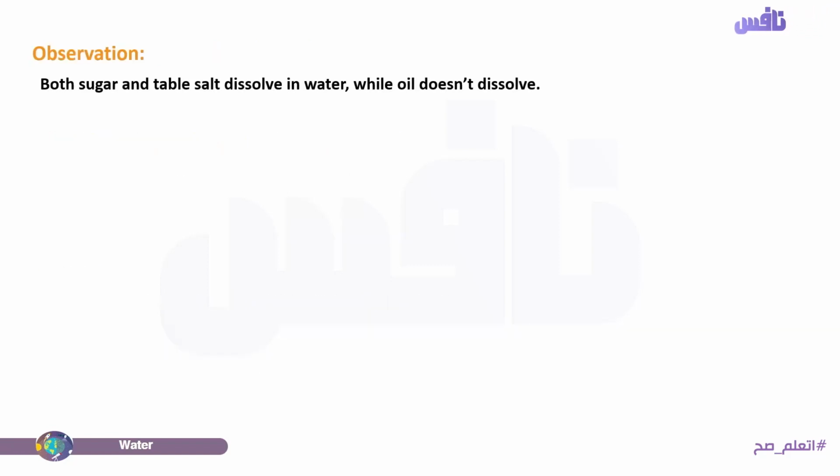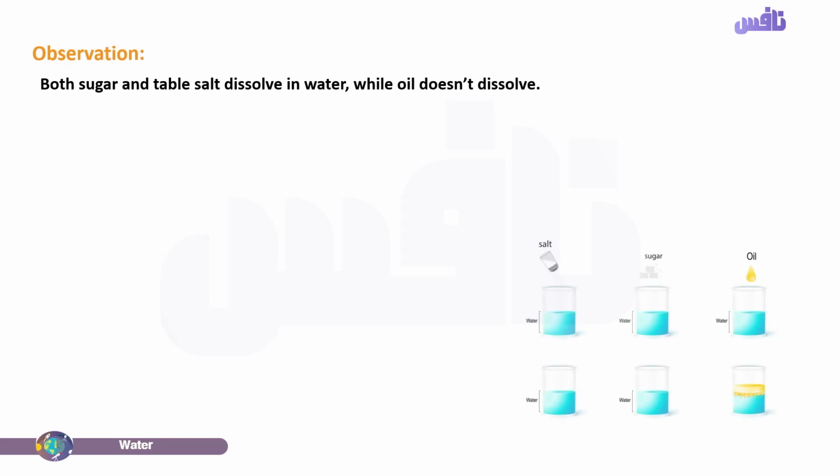What do you observe? Both sugar and the table salt dissolve in water. هلاحظ إن الشوجر عندي والسولت عندي دابوا في المية. طيب what about the oil? The oil doesn't dissolve. الأويل عندي ما دابش like in the picture. This is the salt and sugar and oil. Both of them, salt والsugar عندي dissolve in water and the oil doesn't dissolve.